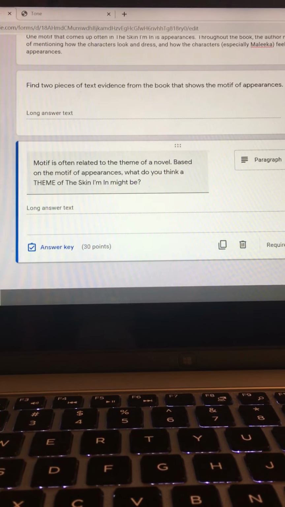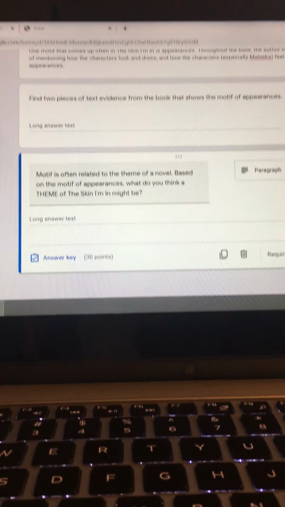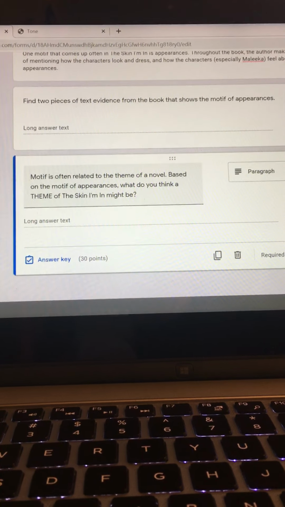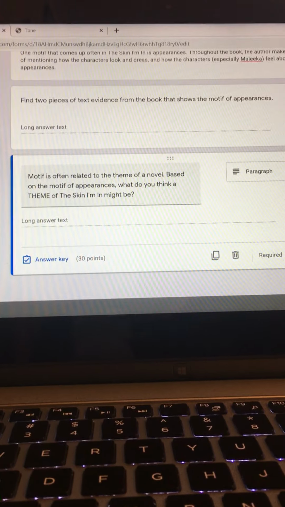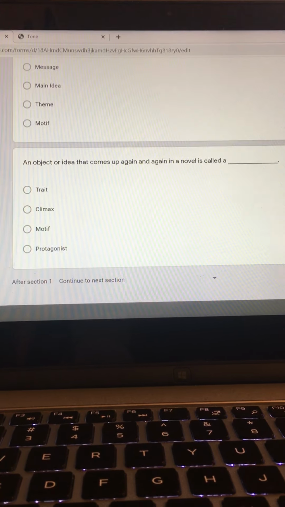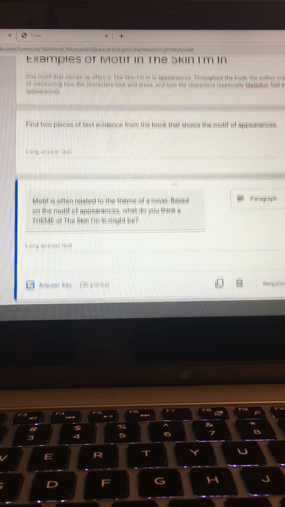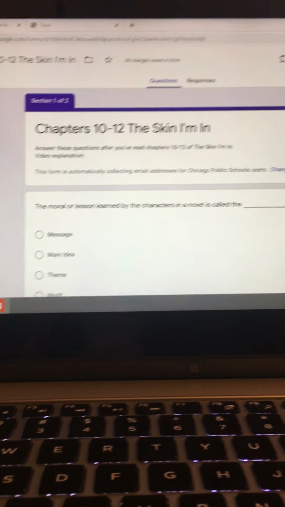We don't necessarily know the theme of the story yet, but you can kind of be a detective. You can put together clues about what they're saying about appearances to make a prediction about what that theme might be. So 2 multiple choice questions and then a couple written answers about theme and motif.